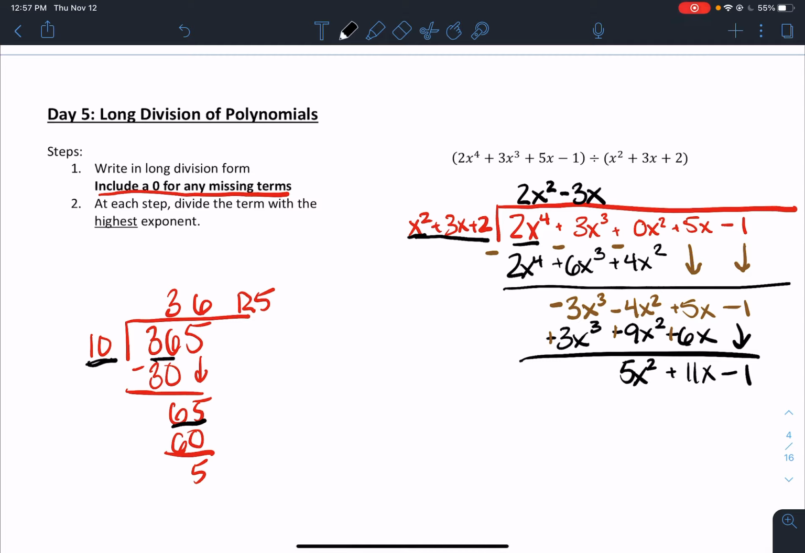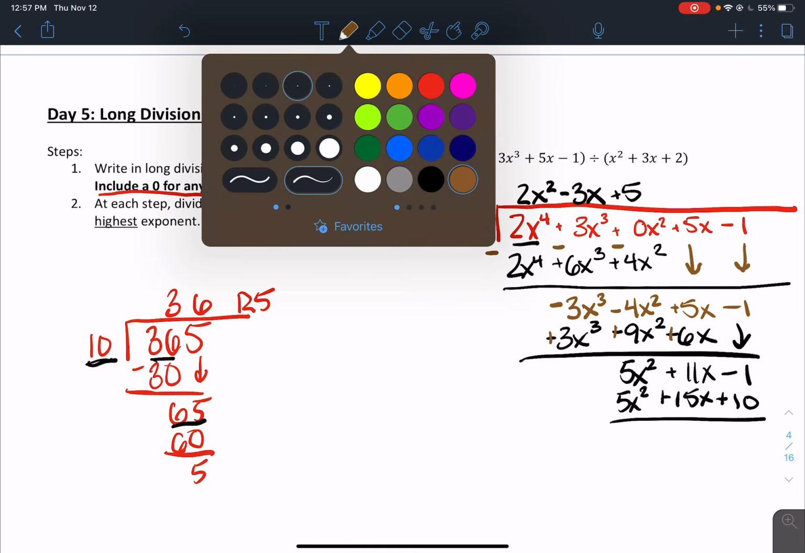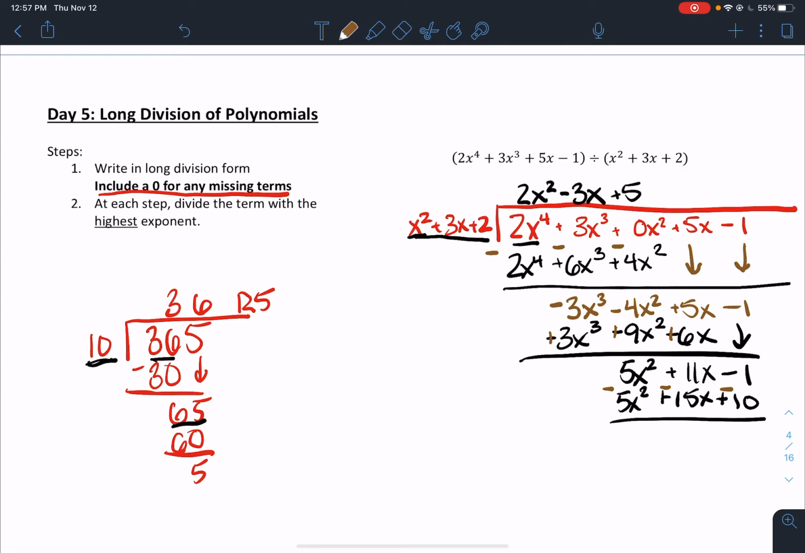Dropping that last term. Okay, now I need to say, what do I need to multiply x squared by to get to 5x squared? Well, that's easy, just 5. So 5x squared plus 15x plus 10. I said minus 10, my bad. Plus 10, plus 15x. And now I subtract every term, and that gives me negative 4x minus 11. Now, x squared has a higher degree than negative 4x, so I'm therefore done dividing.